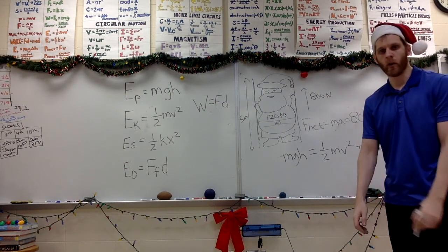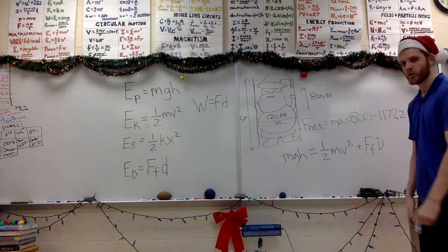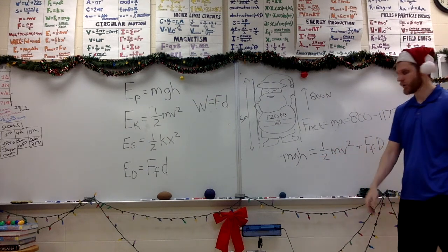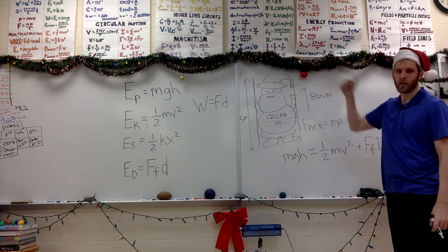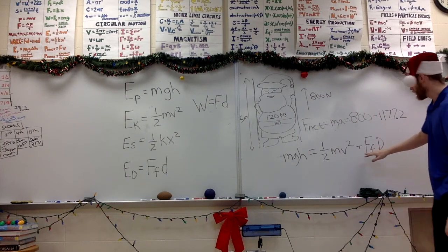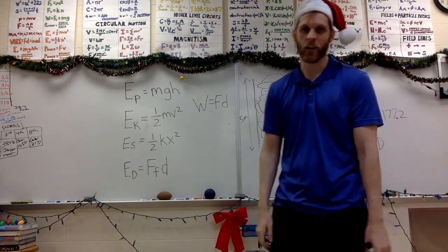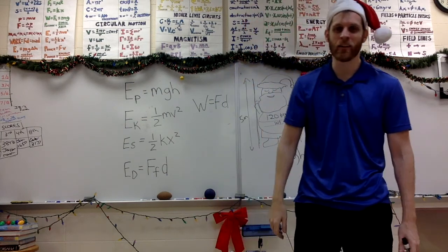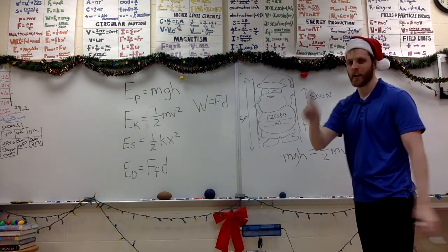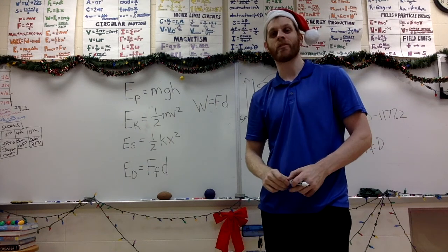All right, let's look at what we know. Do I know the mass? Yes. Do I know the acceleration of gravity, g? Yes. Do I know the height of the chimney? Yes. Do I know the frictional force? Yes. Do I know the distance he travels? Oh, that's just the height of the chimney. Yes. I know every single thing in this one equation. I can solve for his velocity using conservation of energy.